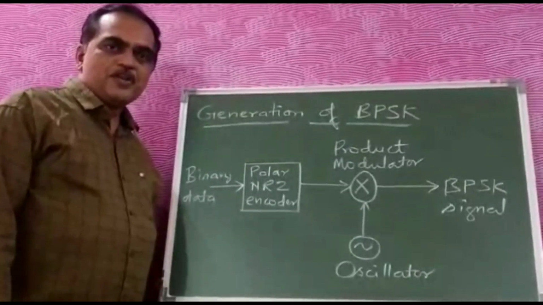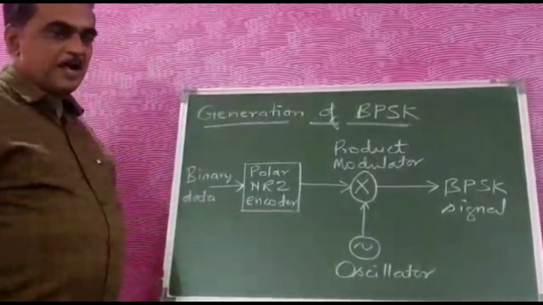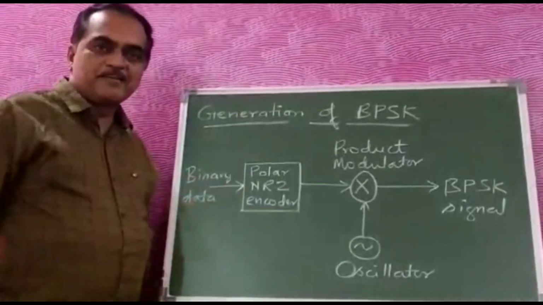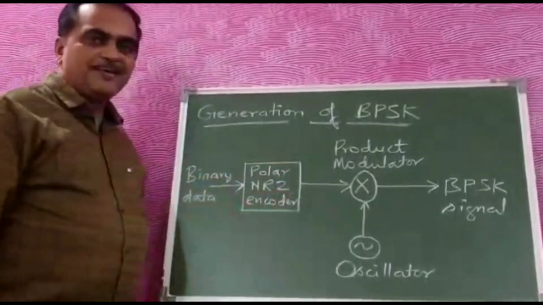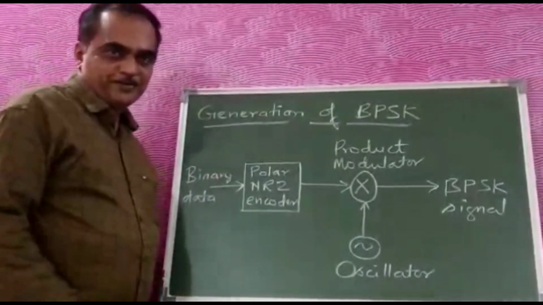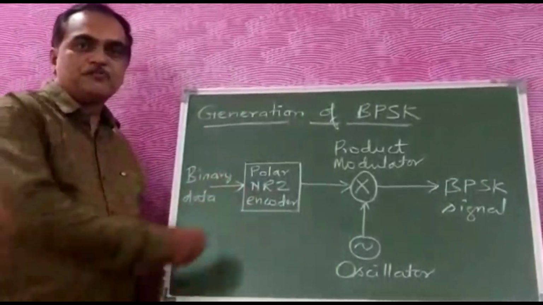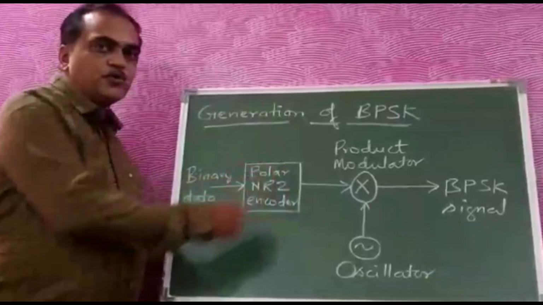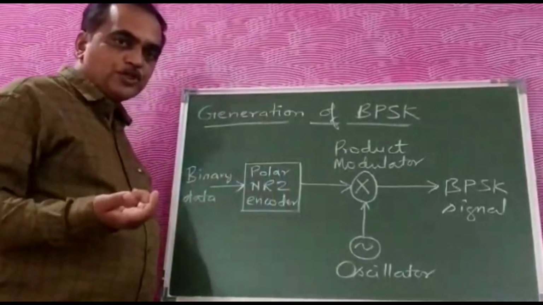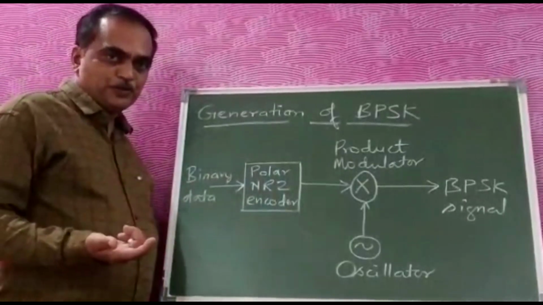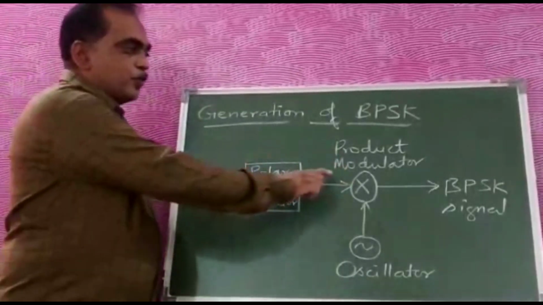Now dear students, we will see how we generate a BPSK signal. Here in this diagram I have shown the input as binary data, which will be 101010, and then it is given to a polar non-return to 0 encoder. That means this is going to generate an electrical waveform for whatever binary data comes. For example, for logic 1 it is going to generate 1 volt, for logic 0 it is going to generate minus 1.